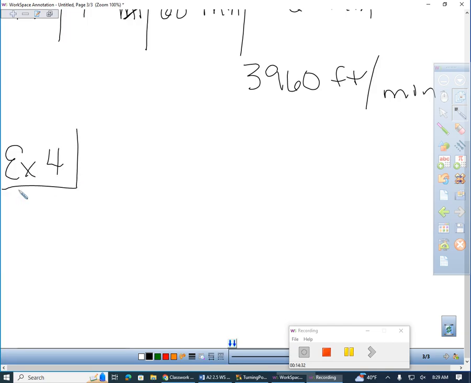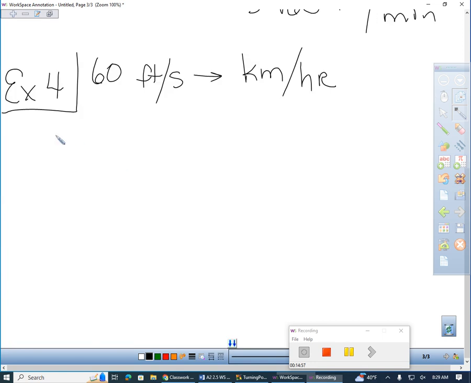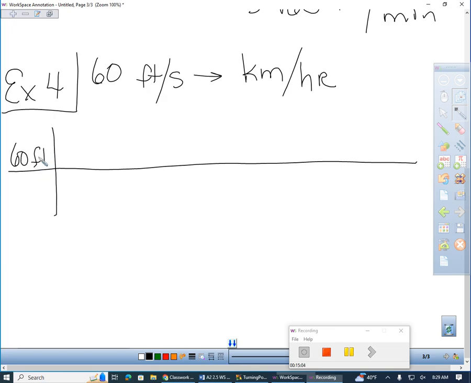Sample number 4. Let's go from 60 feet per second to kilometers per hour. All right. My given information goes here, 60 feet in 1 second.